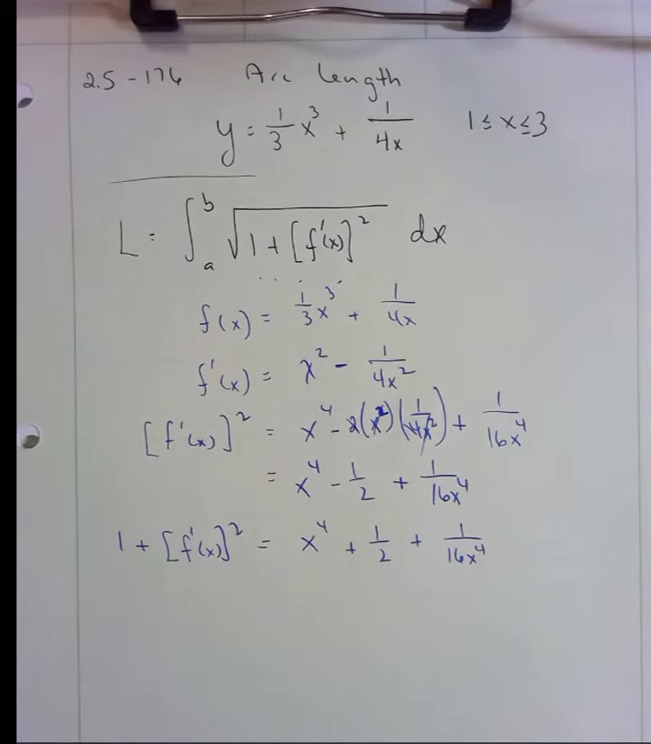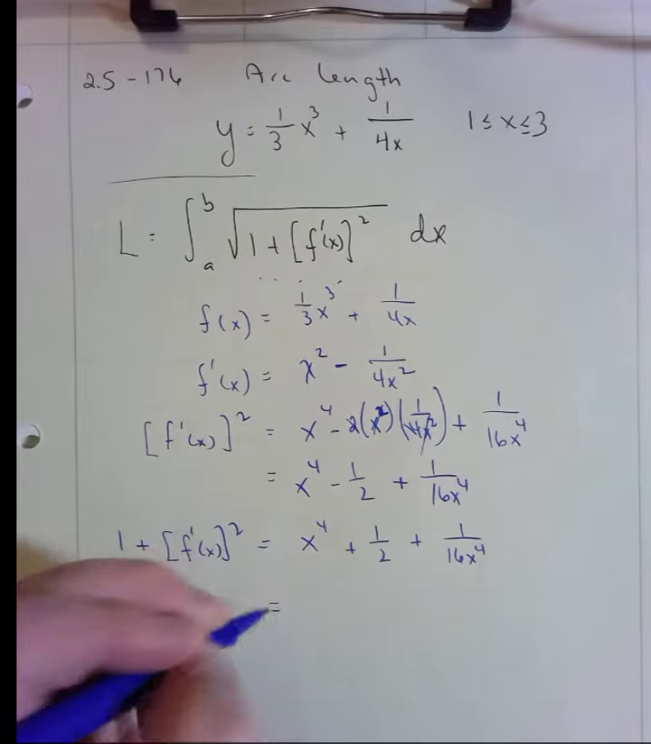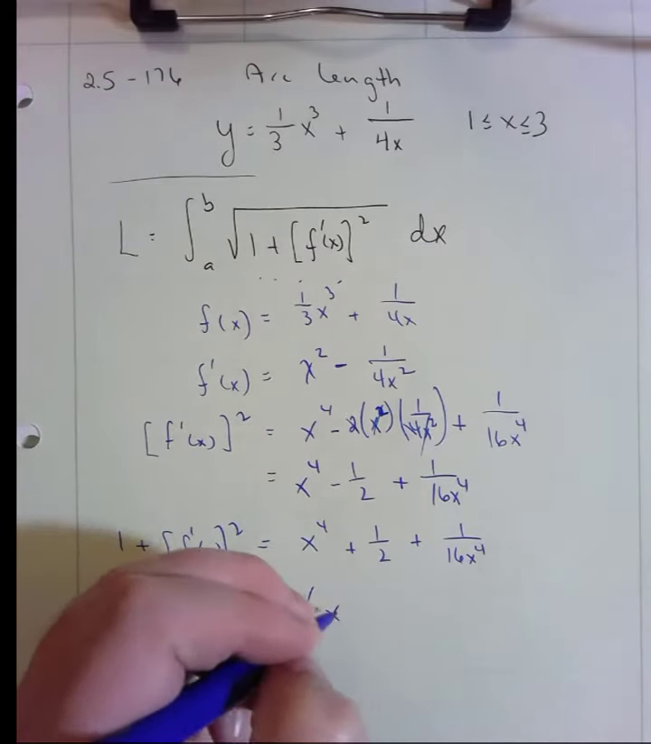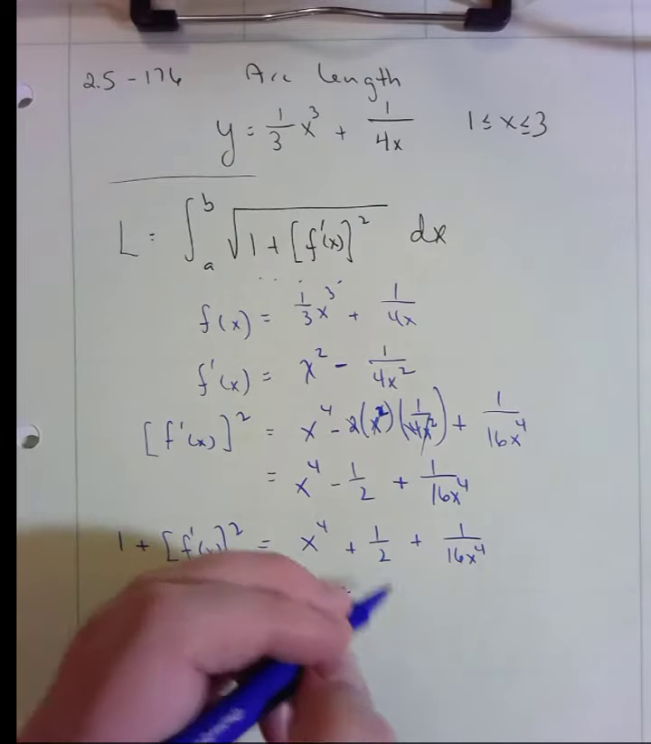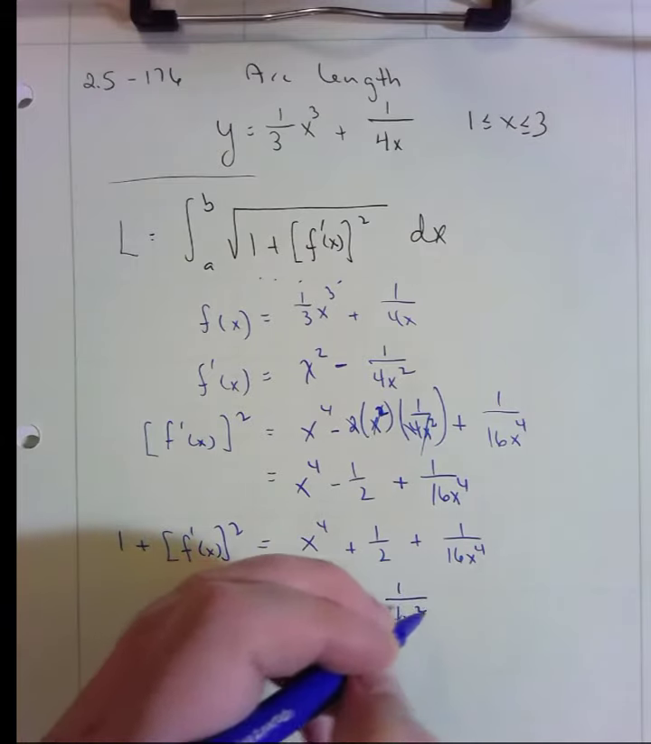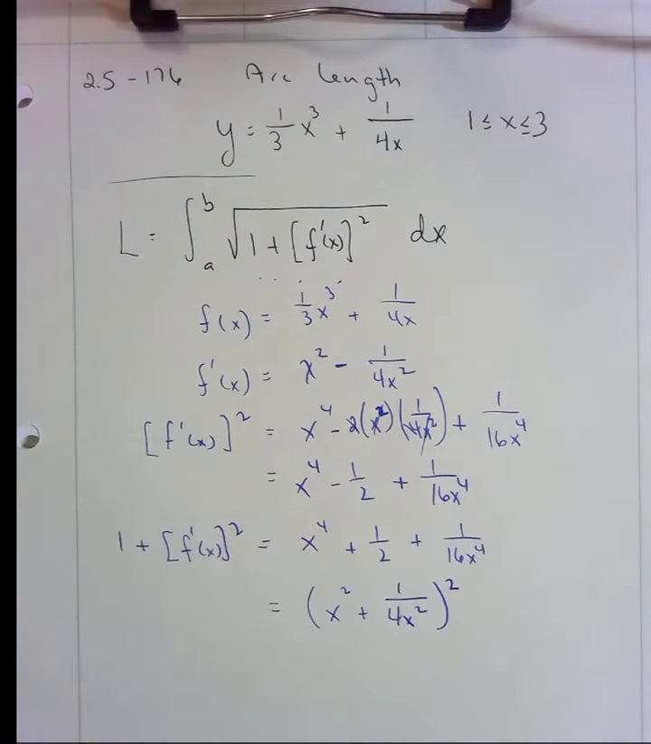Wouldn't it be wonderful if this happened to be a perfect square? Because then when we took the square root, it would simplify very nicely. And it just so happens a lot of problems are designed like this. That this thing right here, if you roll it backwards, is a perfect square of that quantity. So x to the 4th plus 1/2 plus 1 over 16x to the 4th is the square of the term x squared plus 1 over 4x squared.